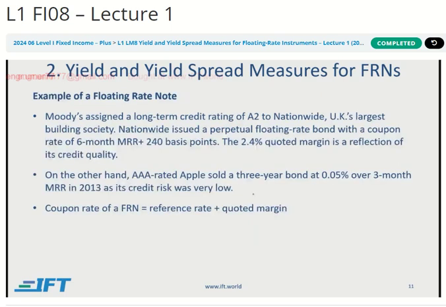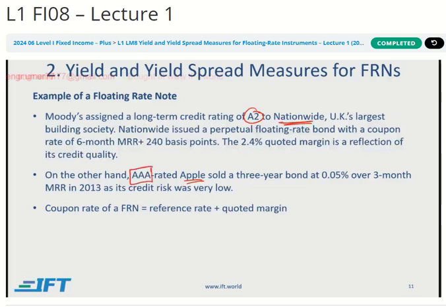Let me show you with an example. But first, let's compare two bonds just to understand why one has a higher quoted margin than the other. It's definitely linked to its credit risk. So let's compare Nationwide, UK's largest building society, credit rating of A2, versus Apple, credit rating of AAA. Obviously, AAA is better than A2. AAA minus, but you get the point, right? Or is it just a hyphen? Either way, it's definitely much better than A2.